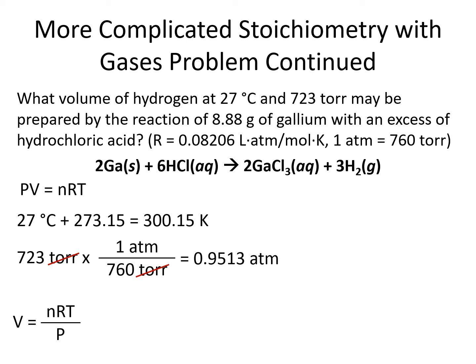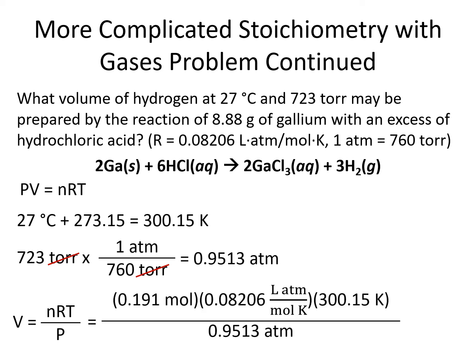Once we have everything in the correct units that match our units for R, then we plug in our values and do our calculation. We just solved for moles of hydrogen and came out with 0.191 moles. The value for R that we're using is 0.08206 liters atmospheres per mole Kelvin, which was given in the problem. T is 300.15 Kelvin, and P is 0.9513 atmospheres. We come out with 4.95 liters.